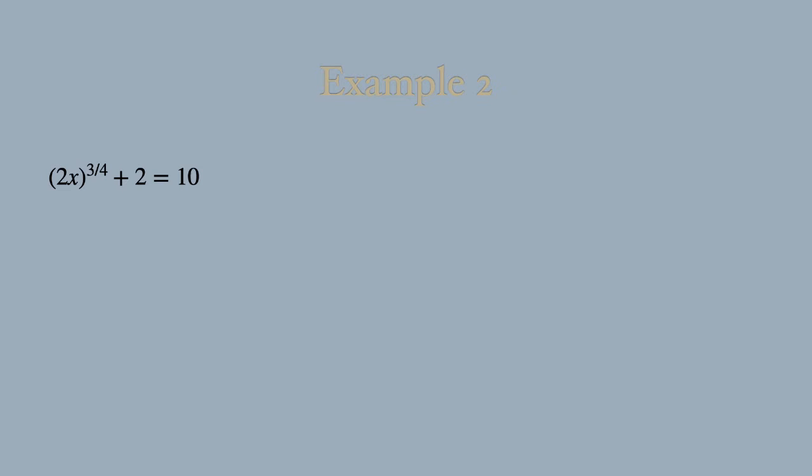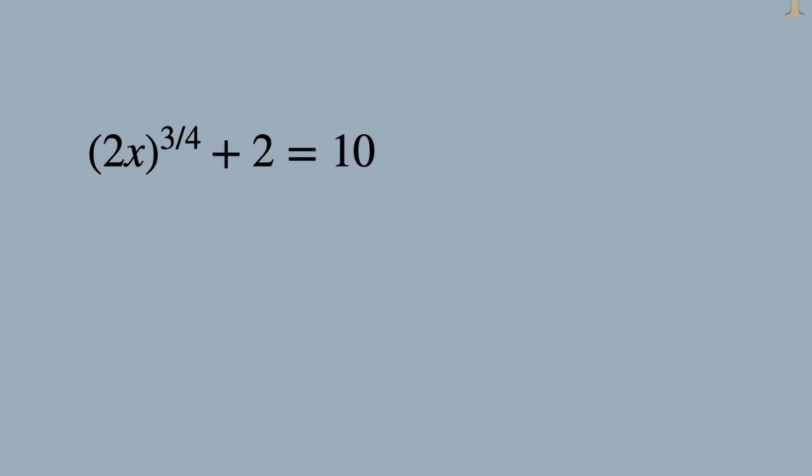So let's look at this example where it's just strictly in exponent form. Let's see if we can solve it. In this particular problem, the exponent is this 3/4 here. So this is like our radical term. Just like we did with radical equations, we want to isolate that term with the exponent. So we'll subtract this 2 from both sides, giving us 2x to the 3/4 equals 8.